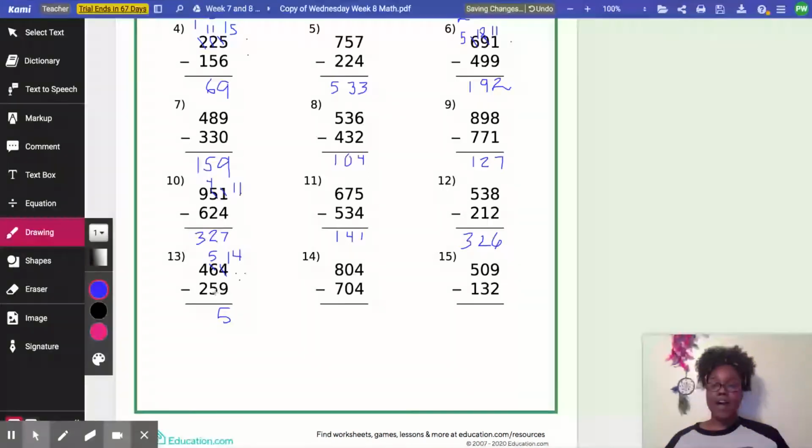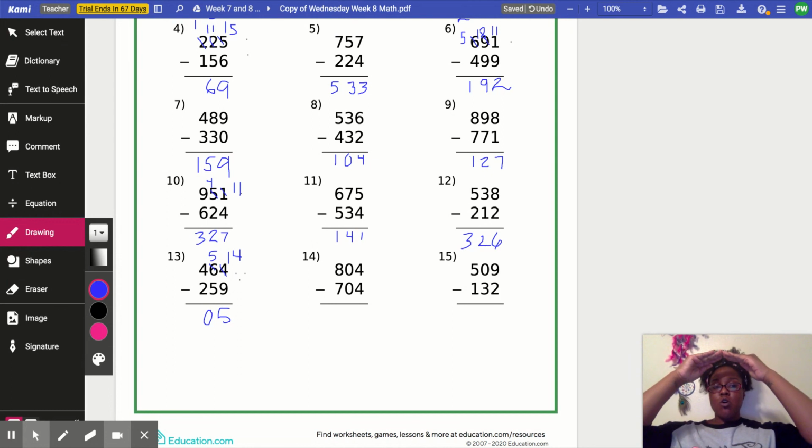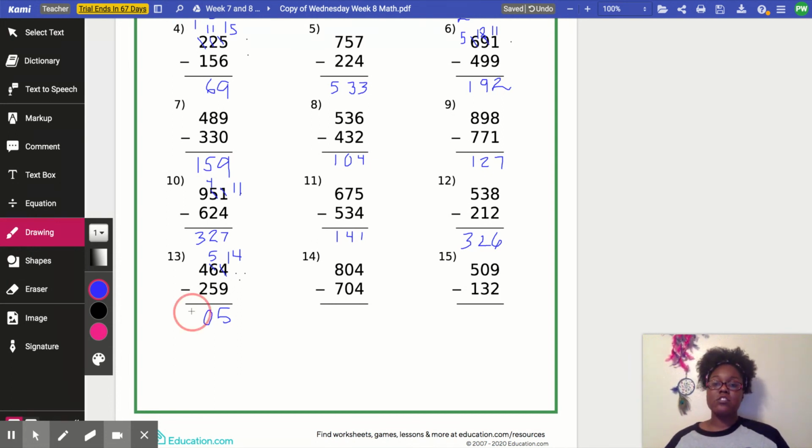5 take away 5 is 0. Numbers the same. Zeros the game. And 4 take away 2 is 2. The difference is 205.